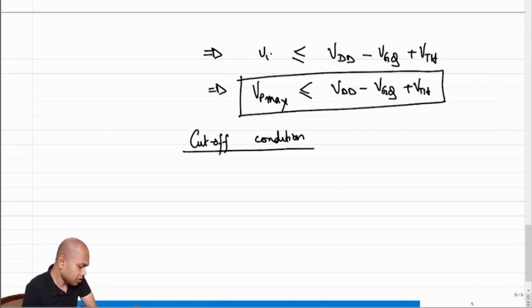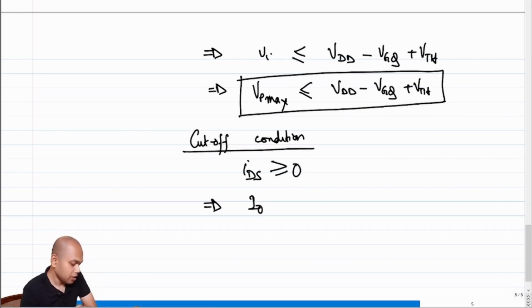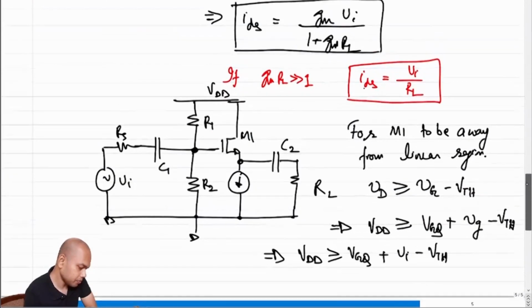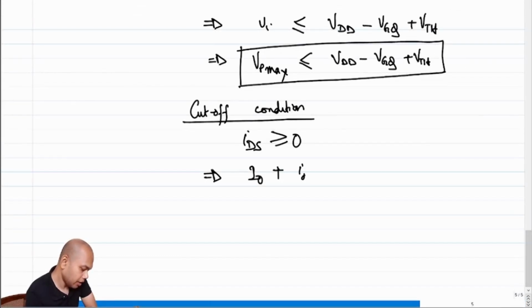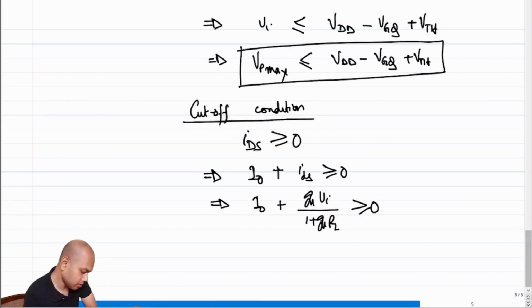So what was the quiescent current? So what is the condition? The condition is ID has to remain greater than 0. So what is the quiescent current? Quiescent current through the transistor, in this case IDS, right? Quiescent current through the transistor was I0. What was the incremental current? Incremental current is ids, right? I0 plus ids has to be greater than or equal to 0. What was ids? ids was gm vi by 1 plus gm RL. This has to be greater than 0.